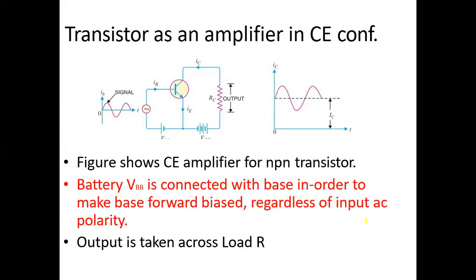And this is a property of an amplifier. We use the transistor as an amplifier, and here the connection is the common emitter configuration.